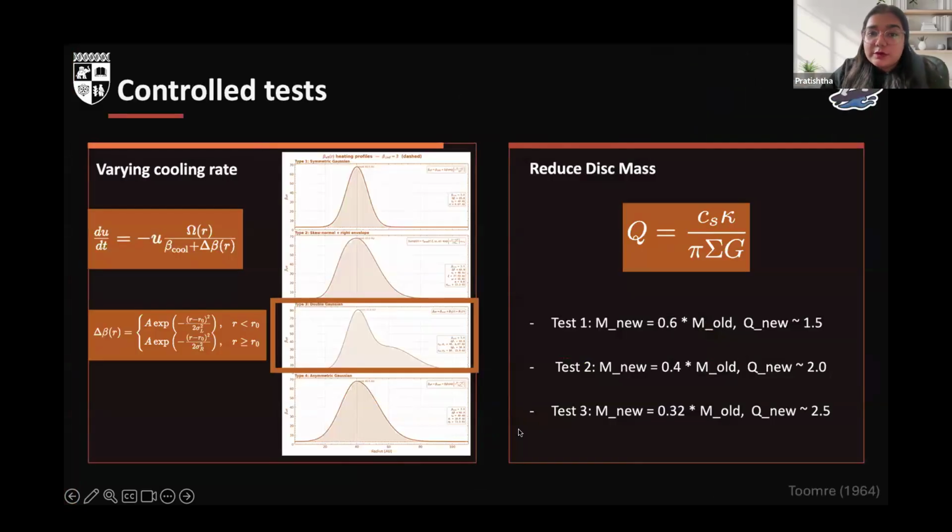And to answer these questions, we perform control tests. So our first control test would be by varying the cooling rate in the disk. For a disk with beta cooling, this would typically look like du/dt equals minus u times omega by beta. But we modify this to have a delta beta parameter. And these are the four heating profiles that we explored. The first is a symmetric Gaussian, the second one is a skew normal distribution, the third one is a double Gaussian, and the fourth one is an asymmetric Gaussian. And we change the beta parameter so that we can model all of these profiles.